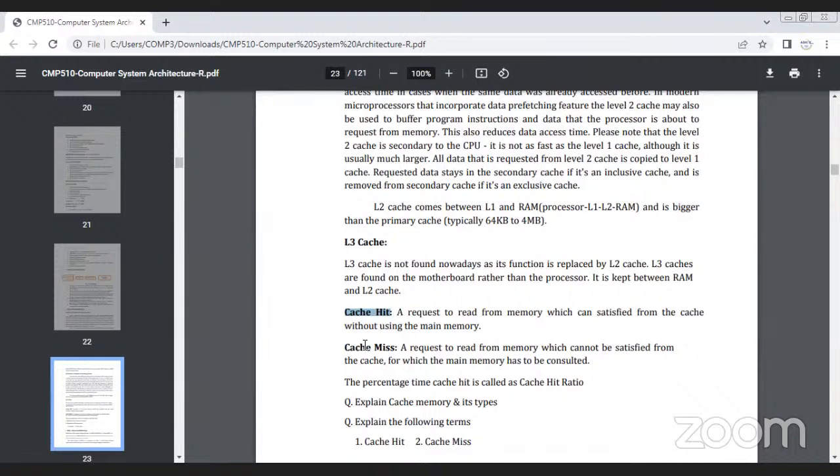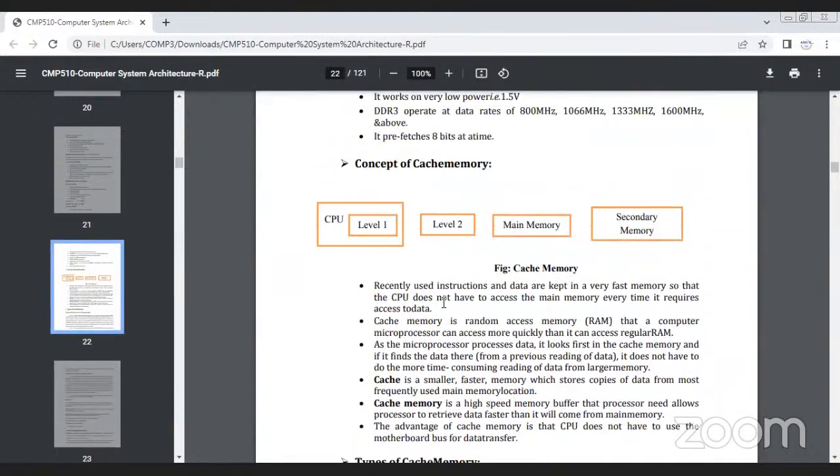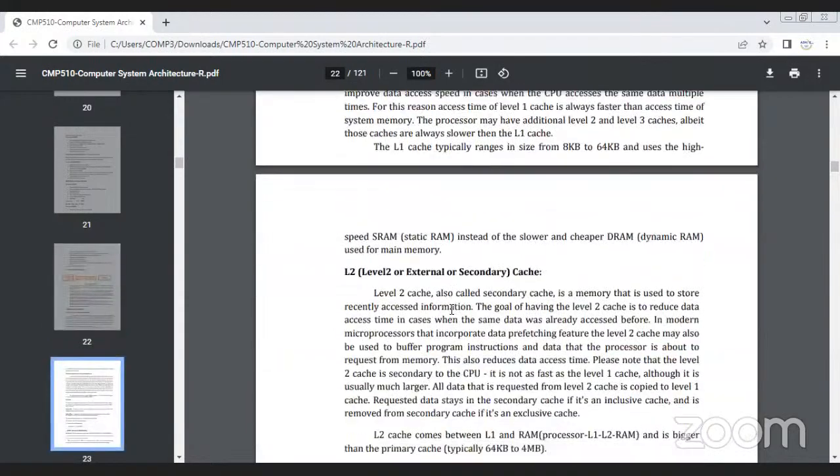And what is meant by the cache miss? A request comes from memory, and the data cannot be satisfied from the cache memory, this request is known as a cache miss. Okay, so this is the concept of cache memory and the types of cache.